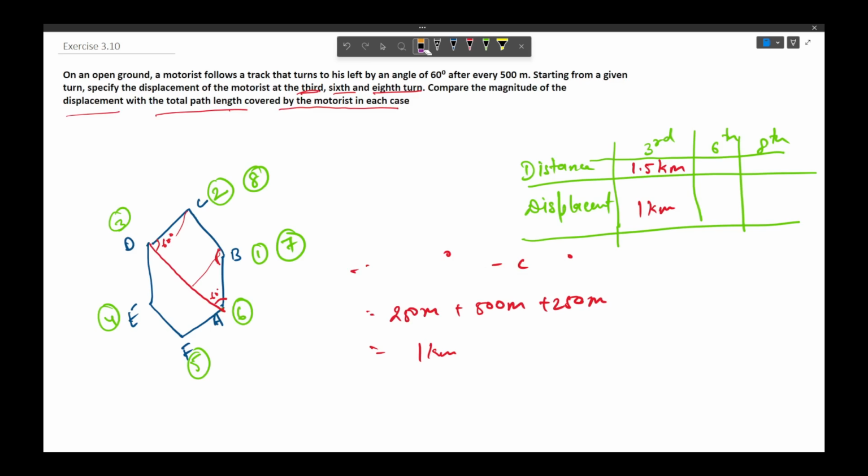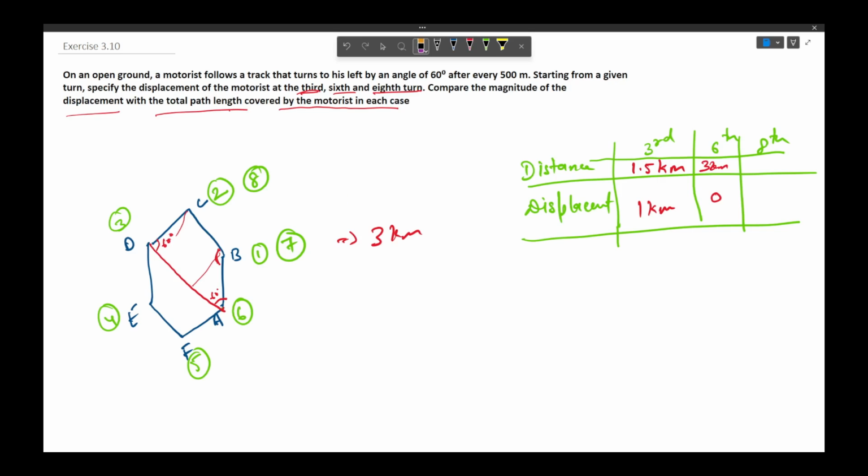Now let us calculate for sixth turn. So we see that at the sixth turn, the motorist is at the starting position, like at A. So its total displacement is going to be 0 because initial and final point has become same. So its displacement is going to be 0. Whereas distance would be AB plus BC plus CD plus DE plus EF plus FA. It also means that 6 into 500 meters, and that would be equal to 3 kilometers. So the distance would be 3 kilometers.